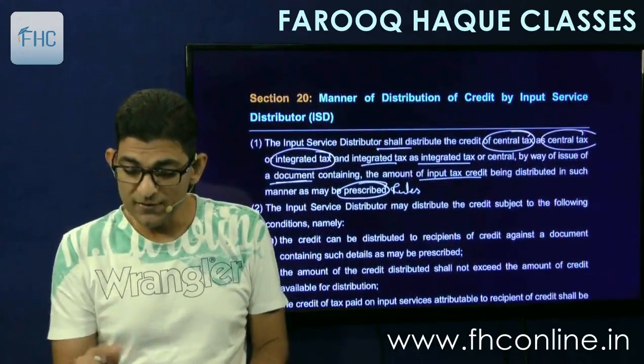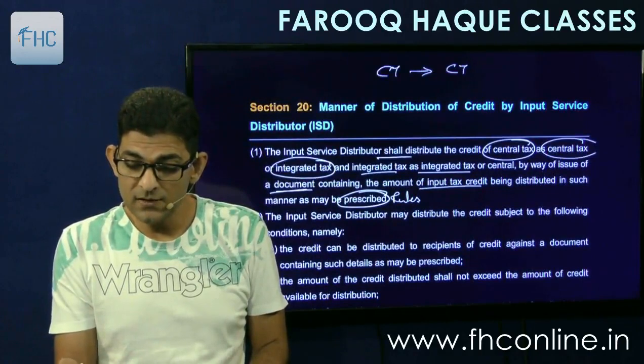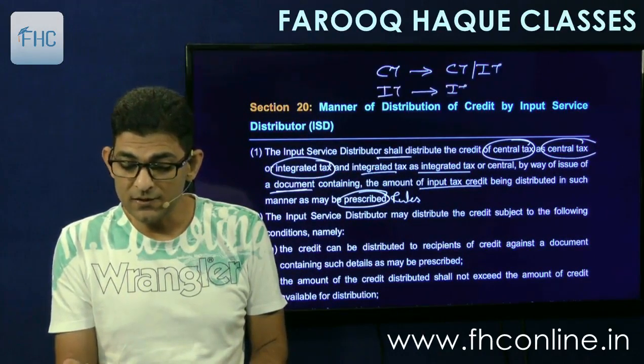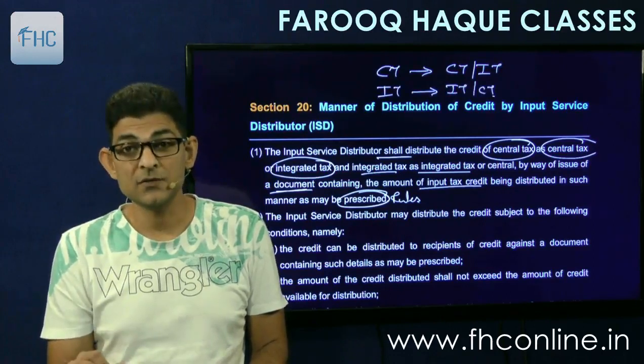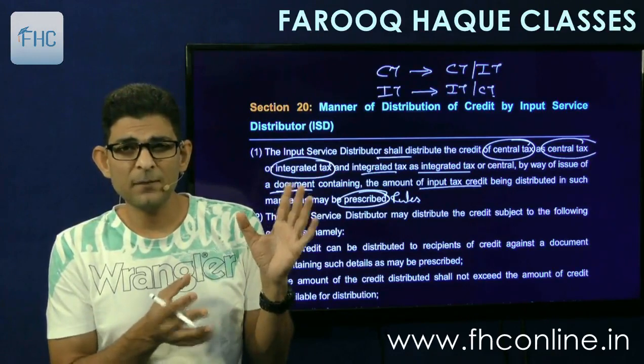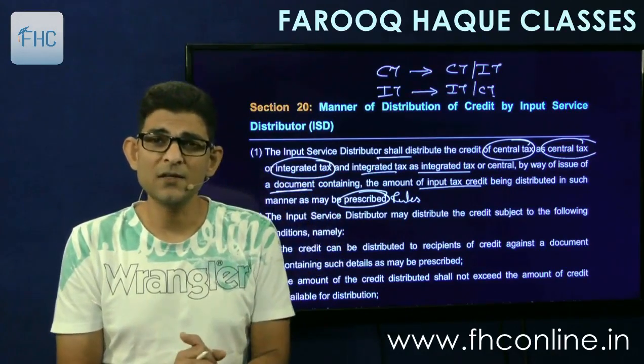So here you remember one thing, CT will be distributed as CT or IT, and IT can be distributed again as IT or even CT. So you can convert IT into CT, but this is given in the section, but it is not practically done. If IT is there, it will be distributed as IT only.